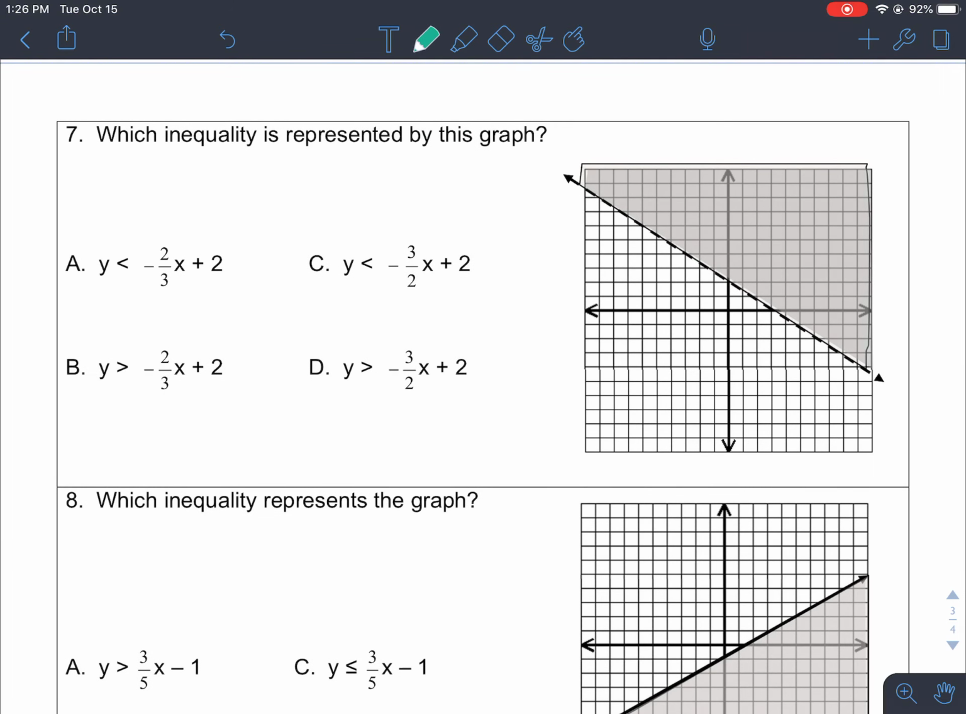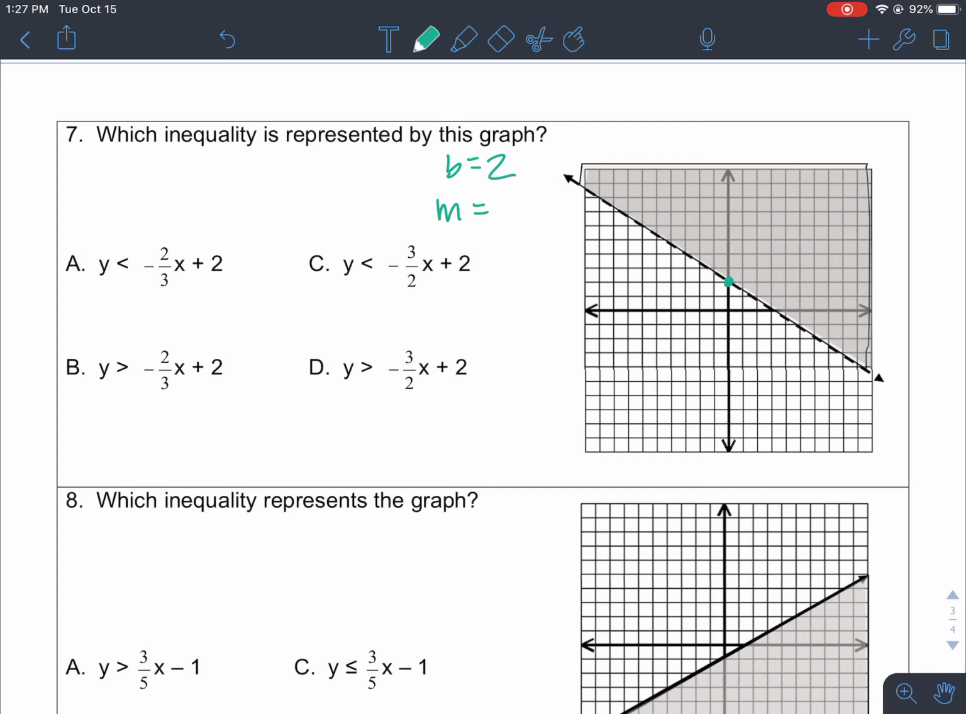Number 7, which inequality is represented by this graph? So from the graph, I'm going to figure out the slope and the y-intercept. So looking at the y-intercept, it is at 2. Now I just need my slope. I'm going to figure out my slope and then eliminate answer choices.